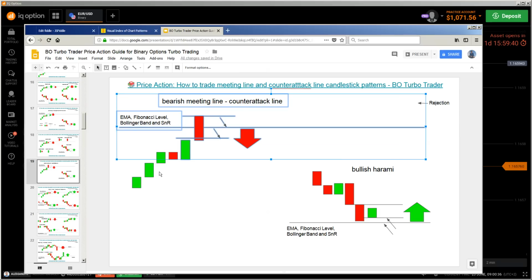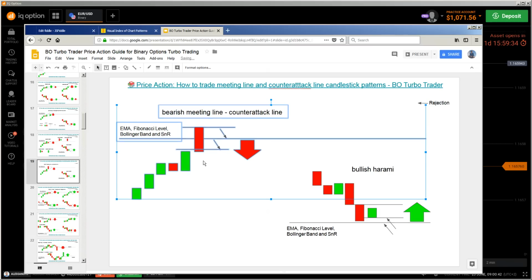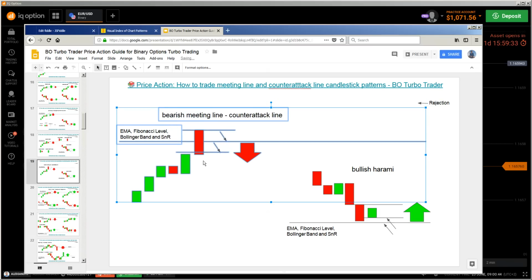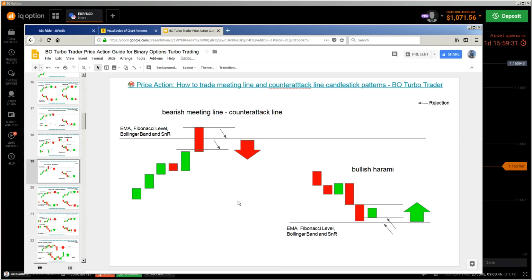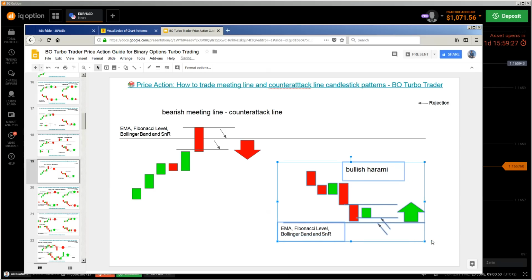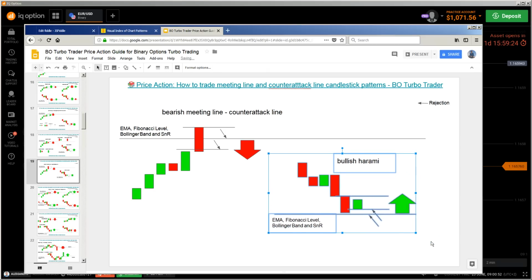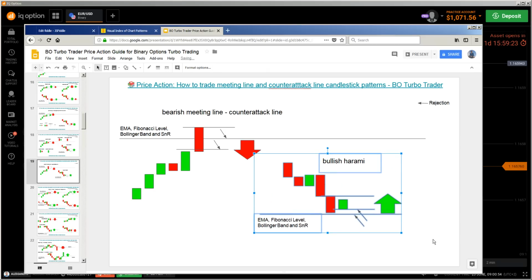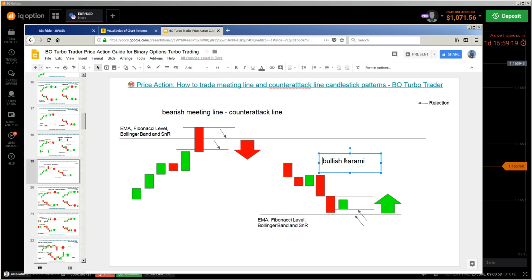And let me see if I can show you here this kind of stuff. I will do this a little bit lower. And this one I will create here. In this one we will make it a little bit higher, because we need a gap down first. And that is the bullish meeting line. Meeting line, it's the same thing, bullish meeting line.